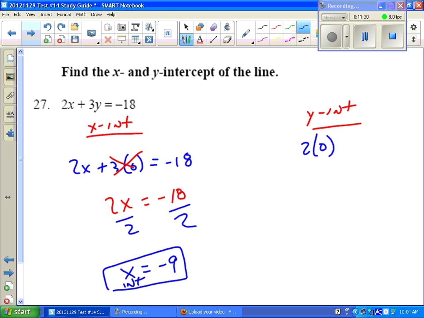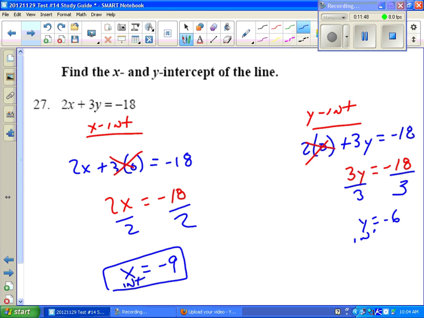Your y-intercept, on the other hand, you're going to plug in 0 in place of x. So 2 times 0 plus 3y equals negative 18. Anything times 0 means 0, so it eliminates that part. Leaves you with 3y equals negative 18. Divide by 3 on both sides, and y equals negative 6. Again, your y-intercept is negative 6.